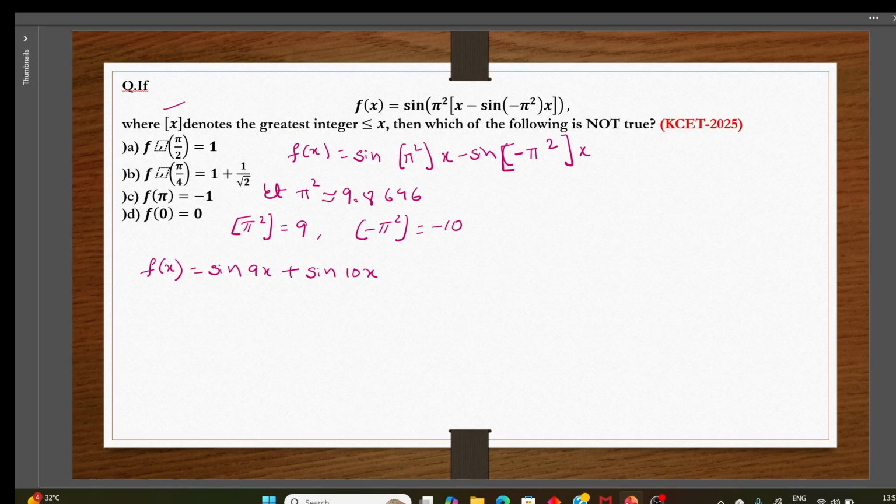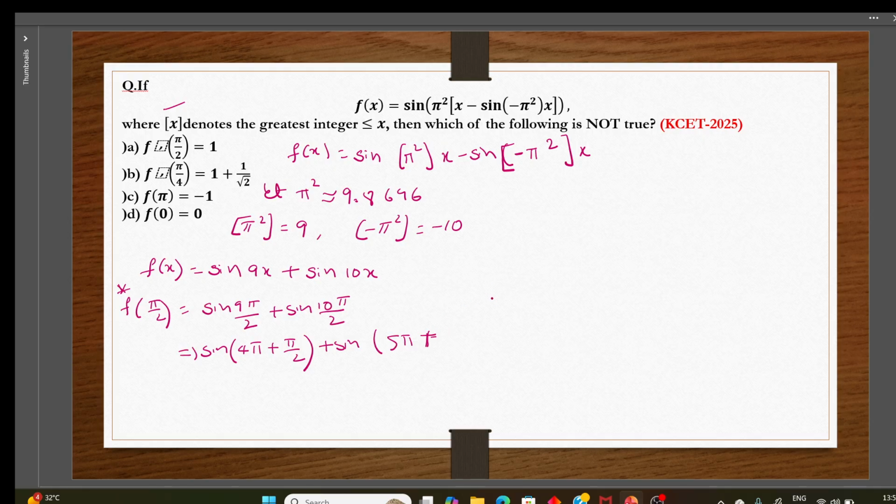Now substitute these values. First option, f of pi by 2. So sine 9 pi by 2 plus sine 10 pi by 2. This sine 9 pi by 2 can also be written as sine of 4 pi plus pi by 2, plus sine 5 pi. Directly we can cancel the 4 pi.